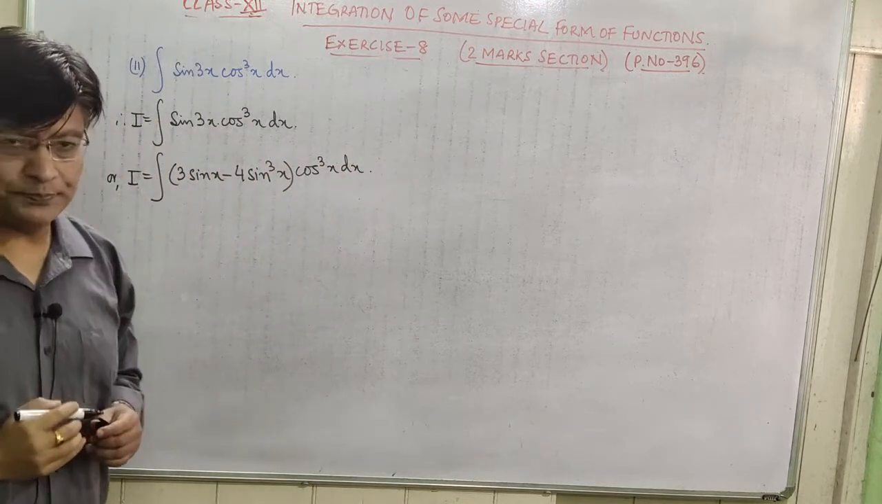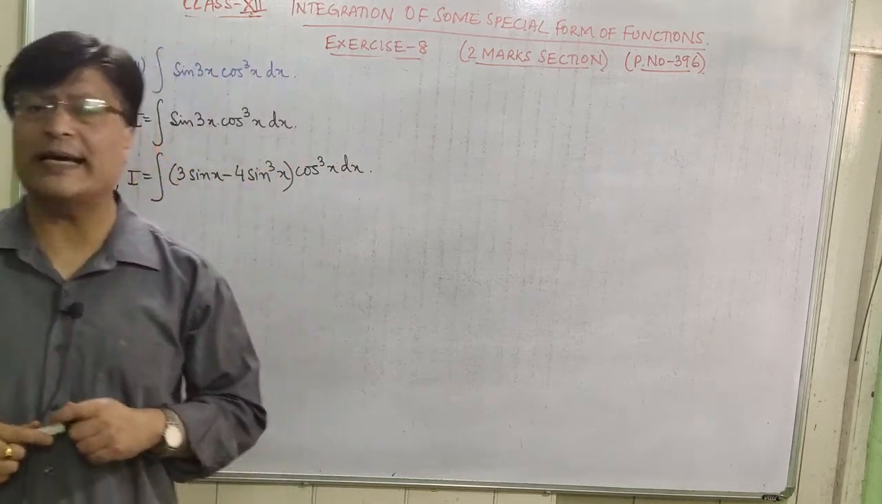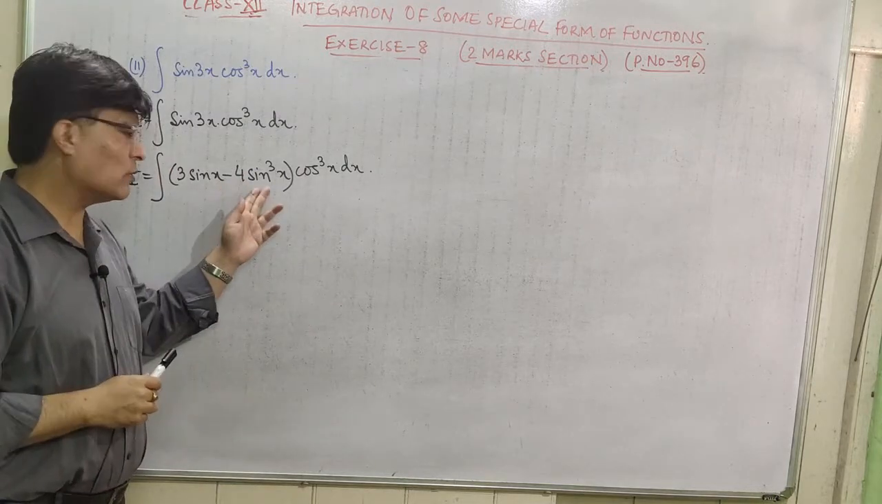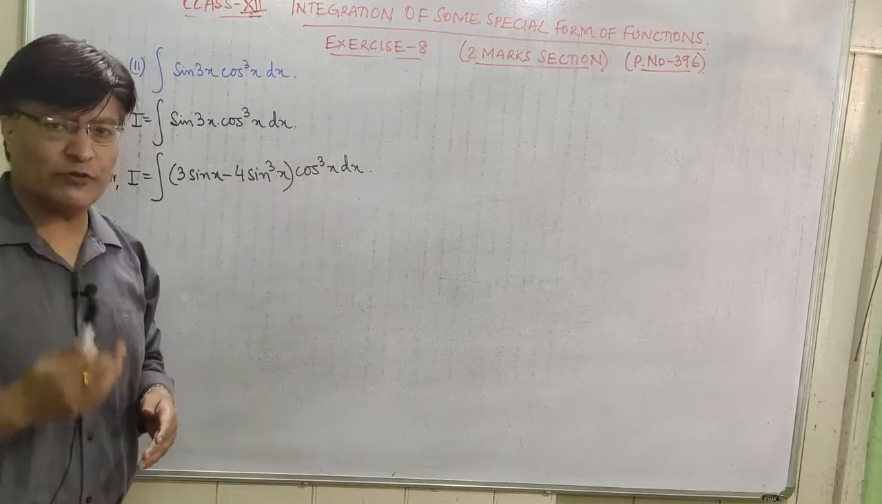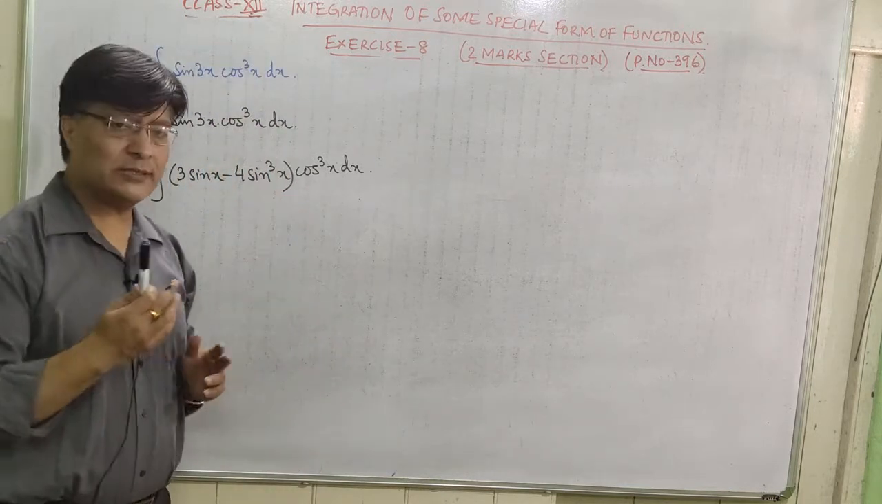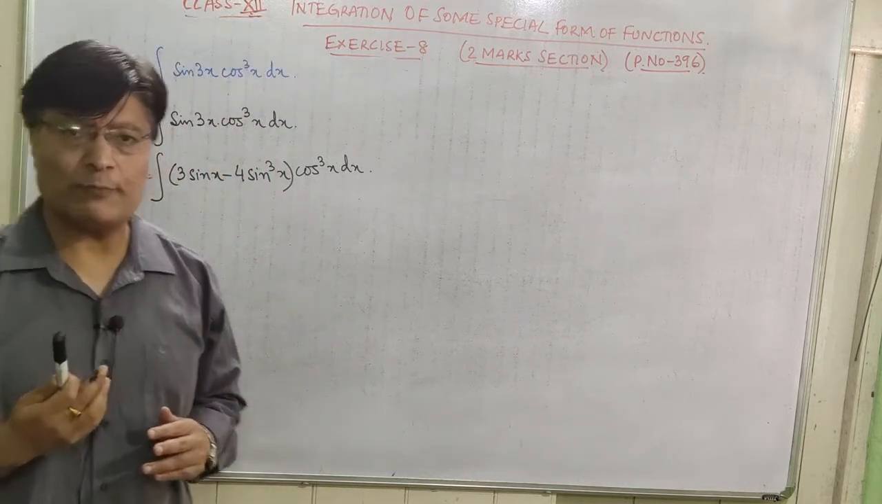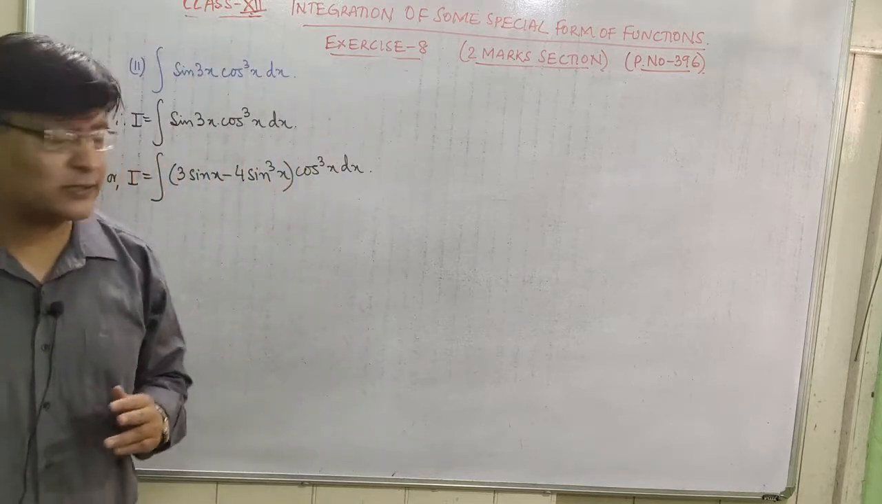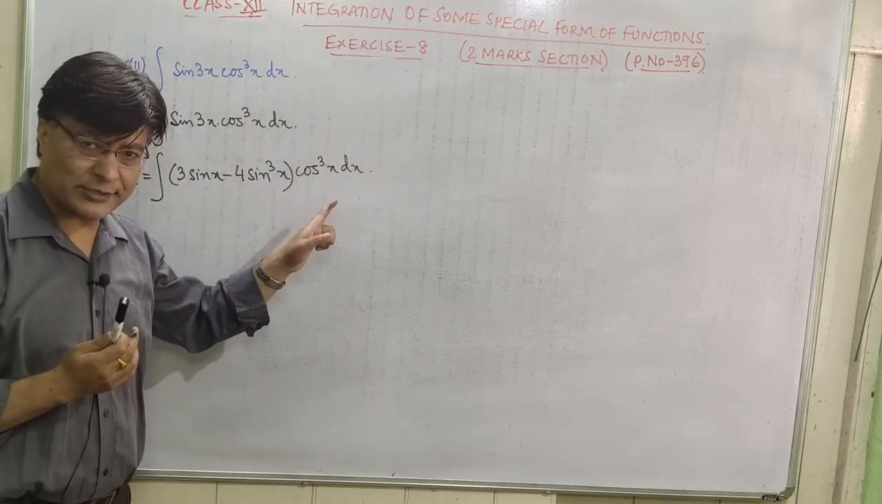Now what will you do? Since you know that this is in terms of sine x and this is in terms of cos cube x. So if you can break the odd power, that is, I already told you that whenever there is odd power, this odd power can be broken as cos square x into cos x.